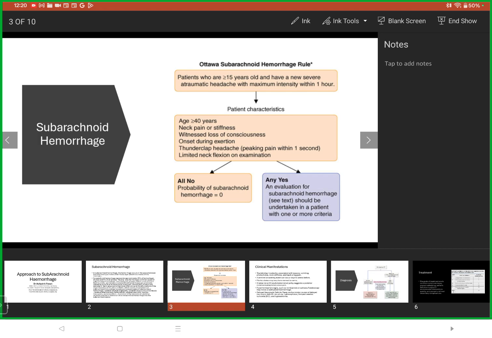The onset is during exertion, thunderclap headache peaking within 1 second, and limited neck flexion. All these raise a high probability that the patient may have a subarachnoid bleed. And if it is yes, the evaluation is done.